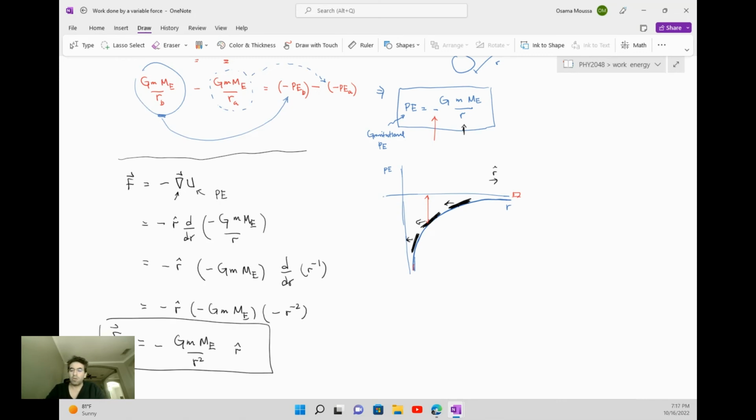And that's always true. See if you can apply it to the elastic potential energy. Have fun. Enjoy.